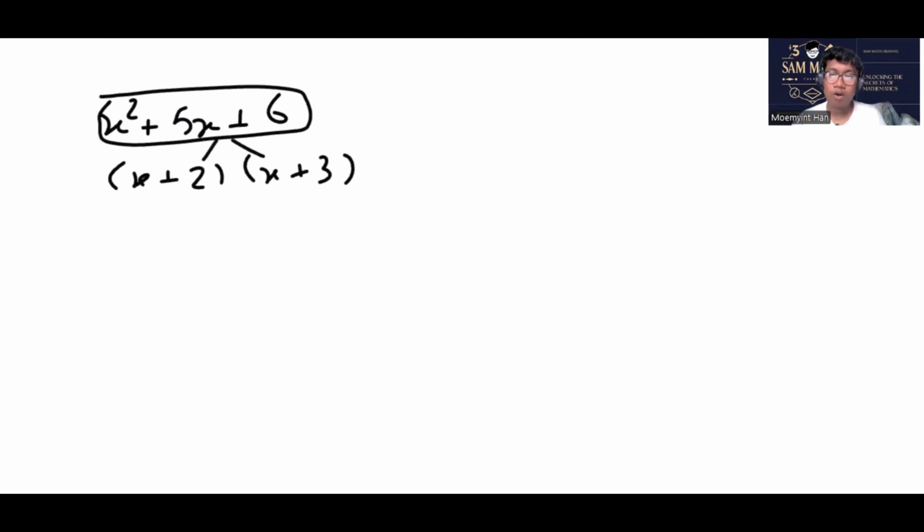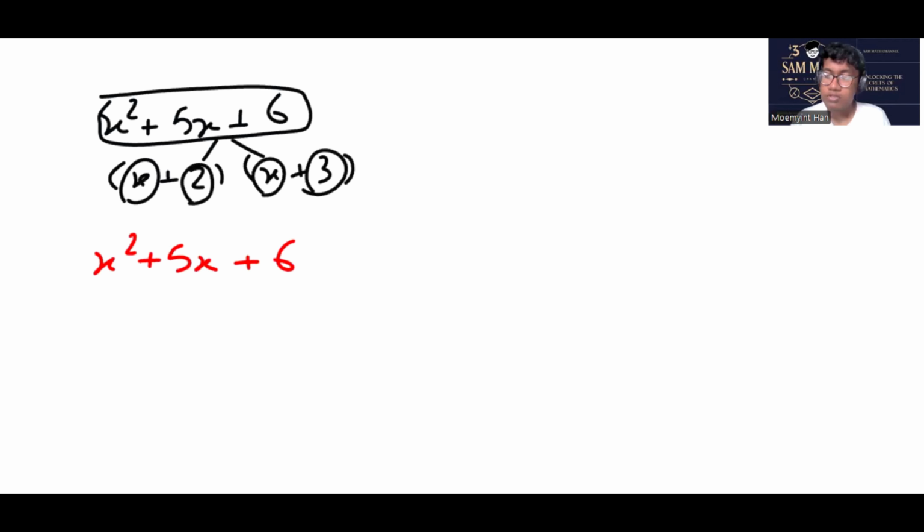Each part of this term contains an x and a constant, an x and a constant, and then the product of it should become back into x squared plus 5x plus 6, isn't it? Because this is how multiplication and division work. We already know how to multiply two binomials. We will use the FOIL method.